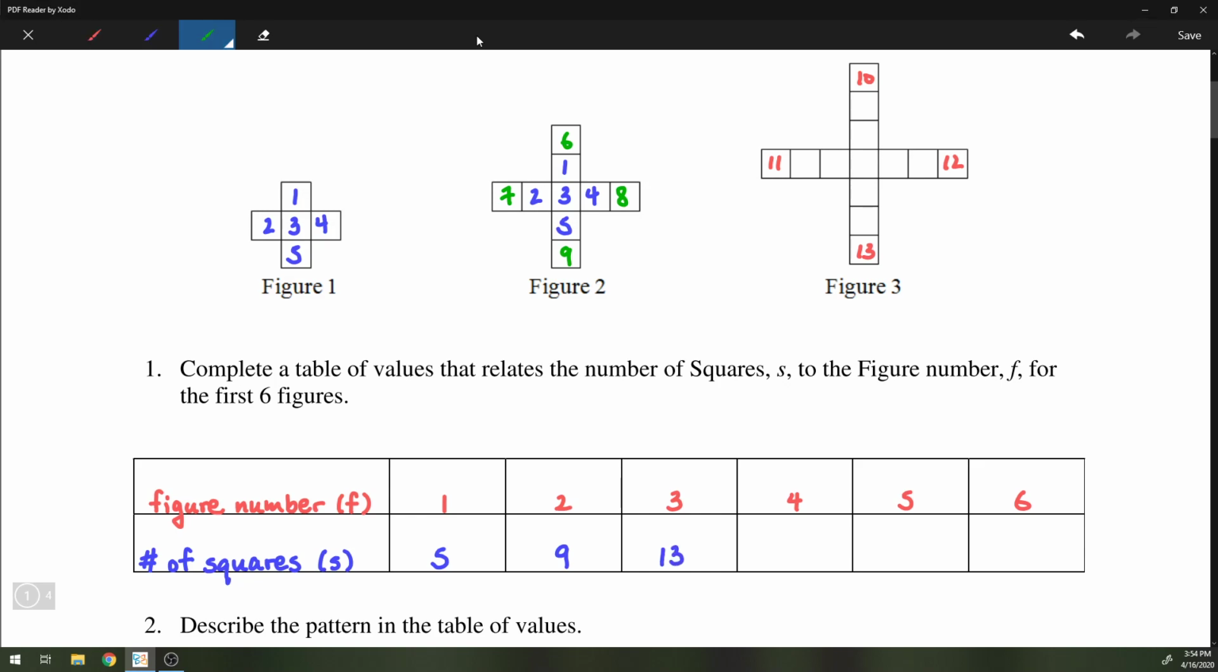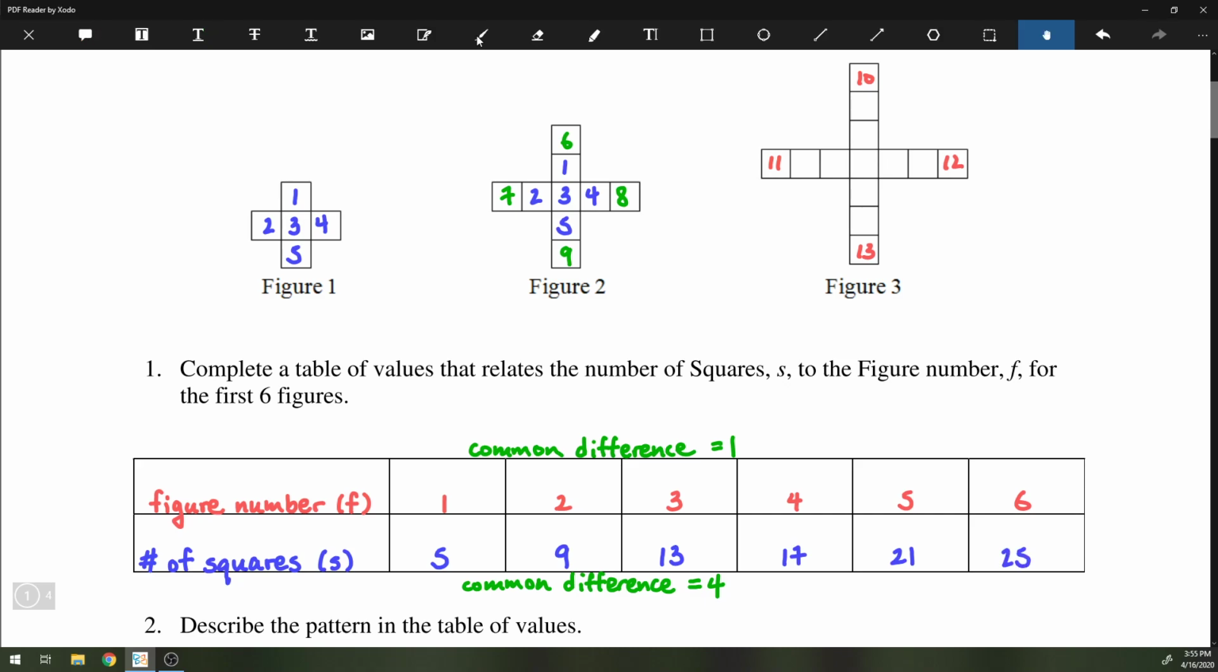And you can see already that we have a common difference of 1 for the figure number, and a common difference of 4 in the number of squares. Okay, so 13 plus 4 then is 17. Then we have 21, and then we have 25 squares for figure number 6.